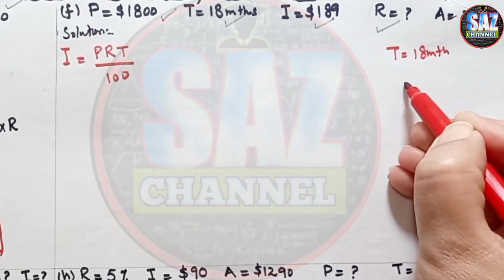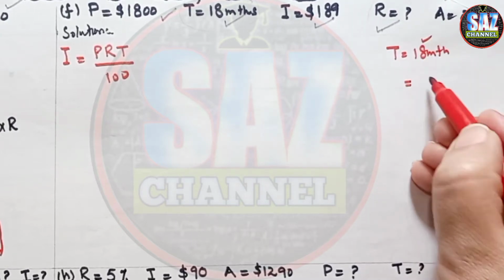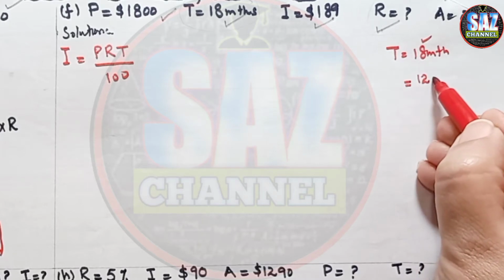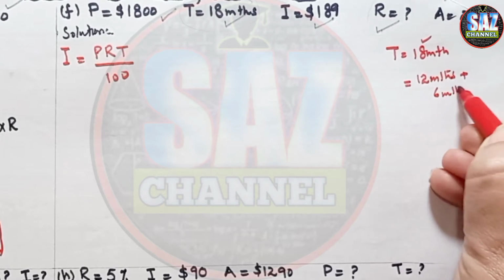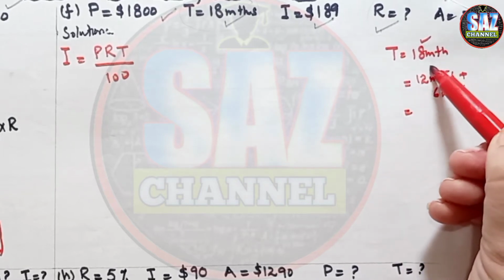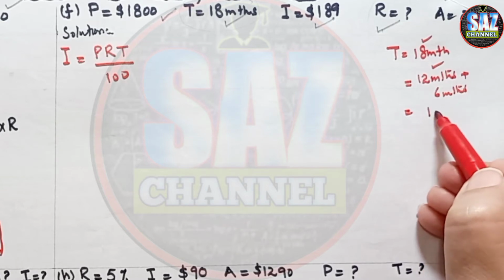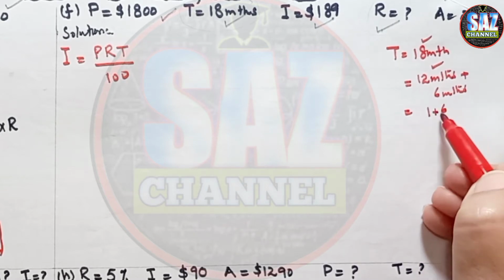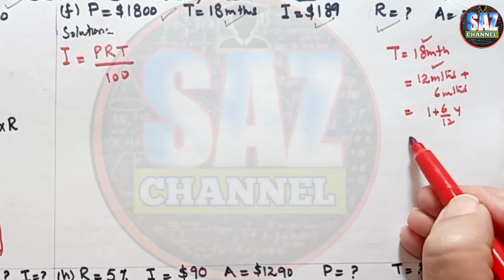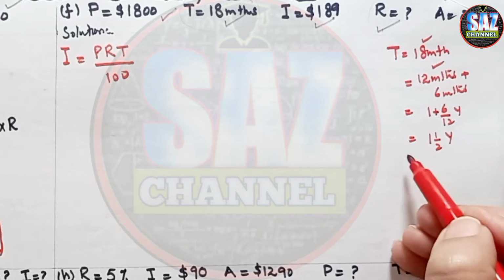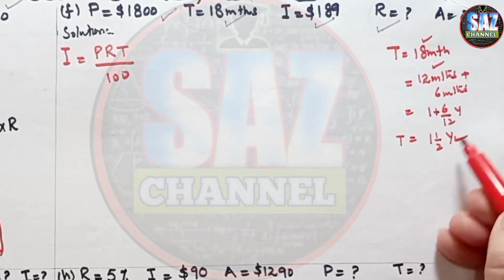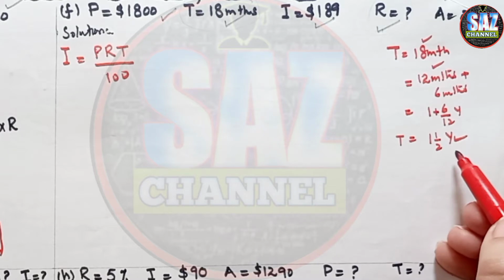I have to think: 18 months will be equal to how many years? It can be written as 12 months plus 6 months. And 12 months is equal to 1 year, and 6 months will be equal to plus 6 by 12 years, which is 1 whole 1 by 2 years. So it's really important to learn and understand the conversion of time, when the time is given in months, how to convert that time into years.